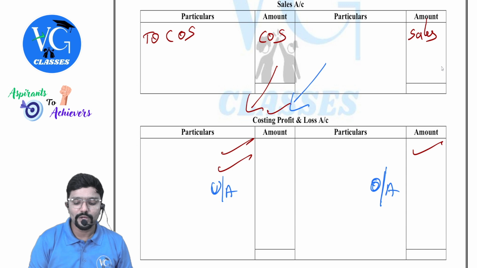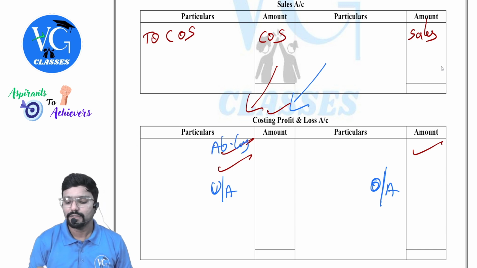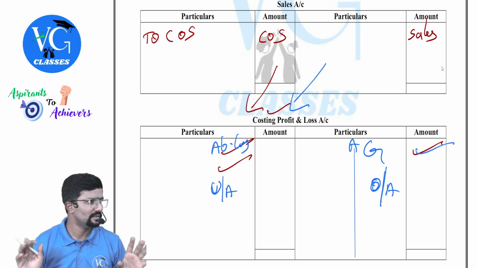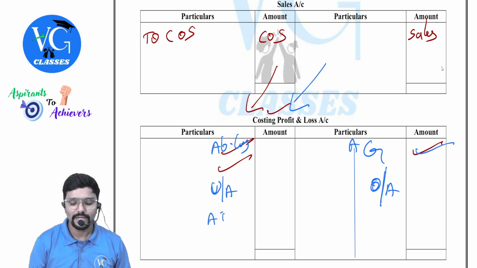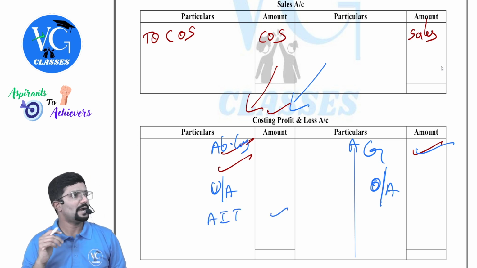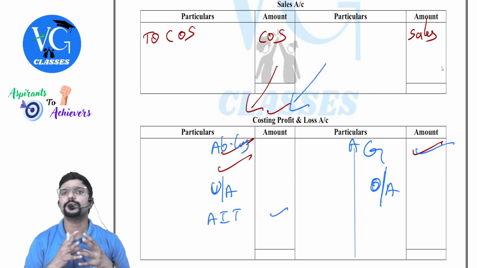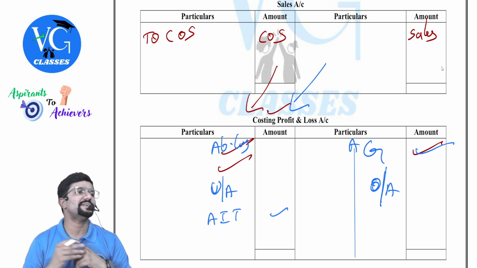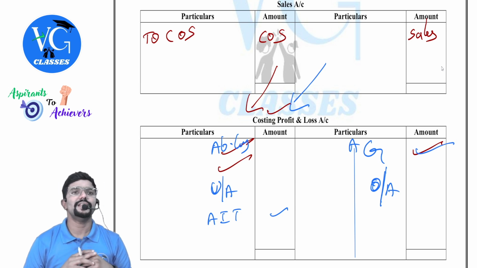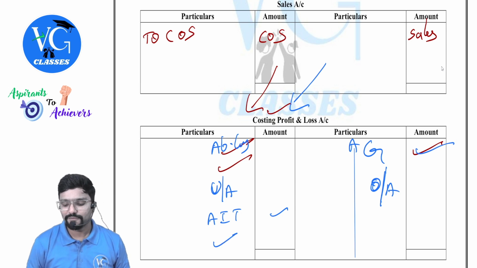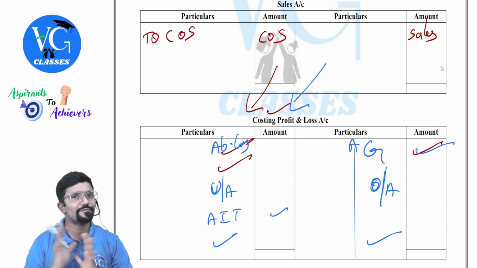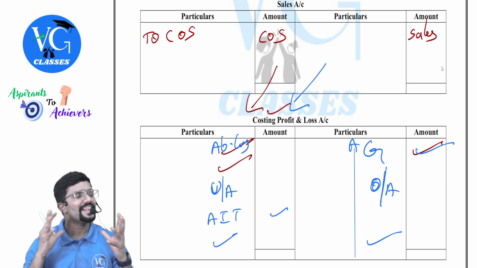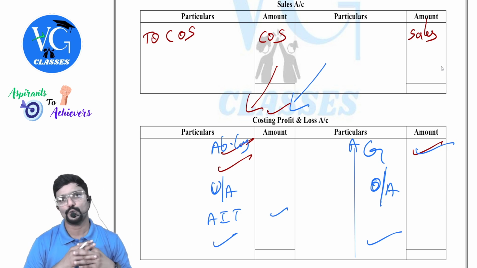Then, if there is any abnormal loss of material, record it here. If there is any abnormal gain, record it here. Both will not come simultaneously, only one of them. Then wages paid for abnormal idle time, record it. At the end, we will have some profit which you call net profit. Where do you transfer it to? General ledger adjustment account. Whatever is the final net profit or net loss, either of the two, you will transfer it to the general ledger adjustment account.